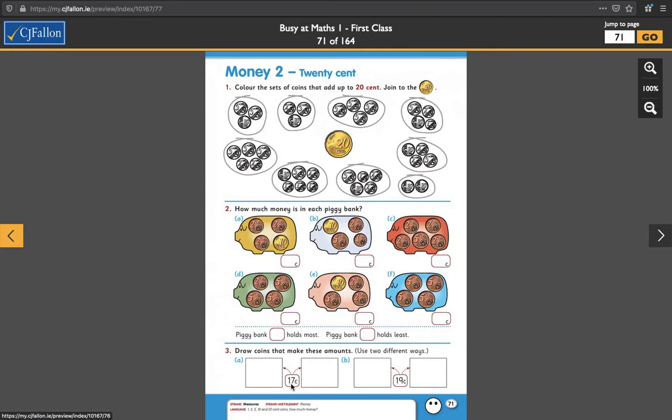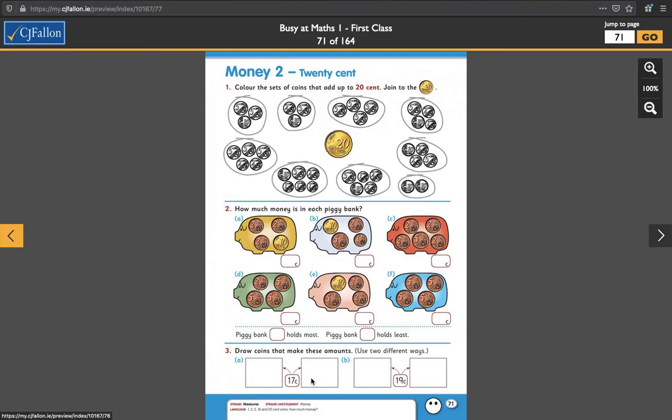17 cent. So the simplest way to do that would be, I'll do this one with you. Part A, 17 cent. Get a 10, 10, and then maybe a 5. So 10 and 5 makes 15. And then you'll just need one more coin. What would that be? 10 and 5. So you've got 15, and you need how much more to make 17? That's right, 2 cent. Okay, so 10, 5, and 2. So that's a way to make it with 3 coins.